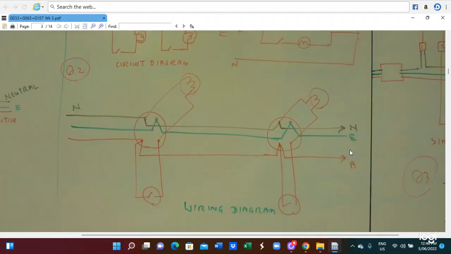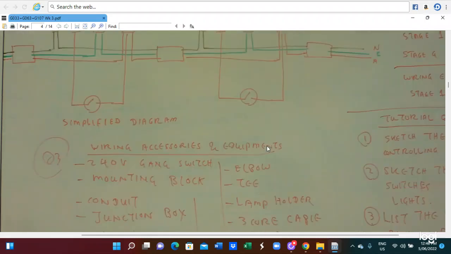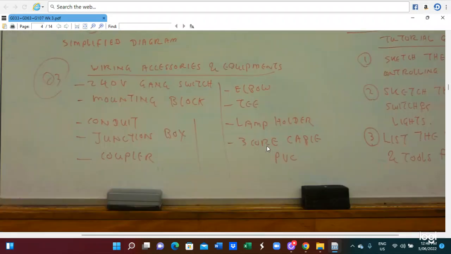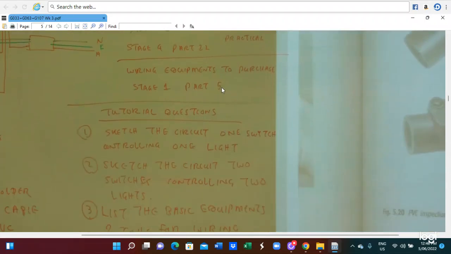For the wiring diagram, we connect it like this. If you use a connector, we can also connect it like this, simplifying the circuit diagram. So the wiring associated equipment: we use a 10 A switch, mounting block, conduit, junction block, coupler, elbow, T, lamp holder, and also 3-core cable is utilized. We have to do that as a tutorial question.